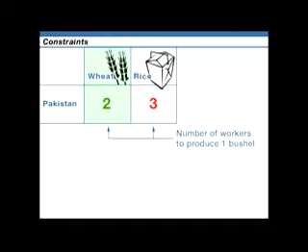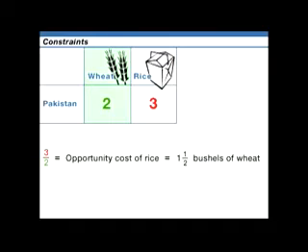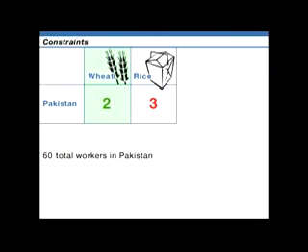Now, if this is the case, the opportunity costs can be calculated from the unit labor requirements. If you want to produce a bushel of rice, it's going to take you 3 workers. Those 3 workers divided by the 2 workers needed to produce a bushel of wheat let you know that any time you produce 1 bushel of rice, you are giving up 1.5 bushels of wheat. The opportunity cost in Pakistan to produce 1 bushel of rice is 1.5 bushels of wheat.